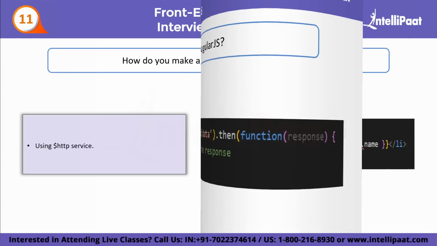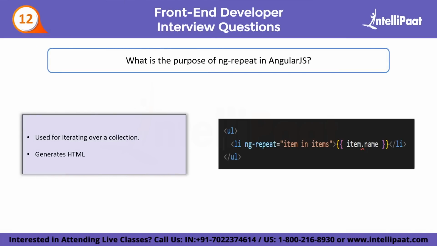Moving on to the next question. What is the purpose of ng-repeat in AngularJS? The answer to this question is, the ng-repeat directive in AngularJS is used to iterate over a collection such as an array or an object and generate HTML content for each item in the collection. It allows you to create dynamic lists or tables in your application by repeating a set of HTML elements for each item in the collection.